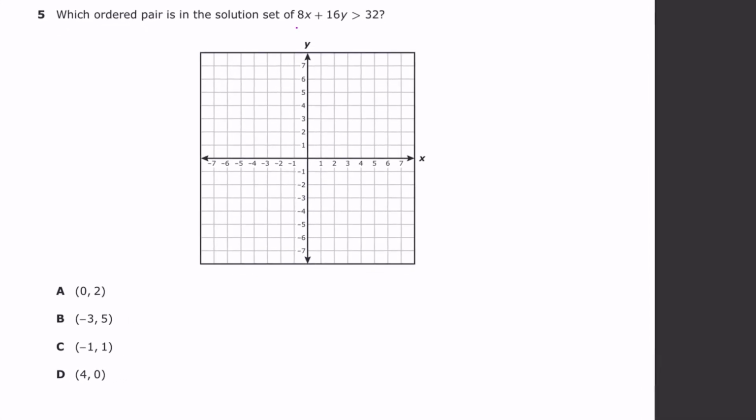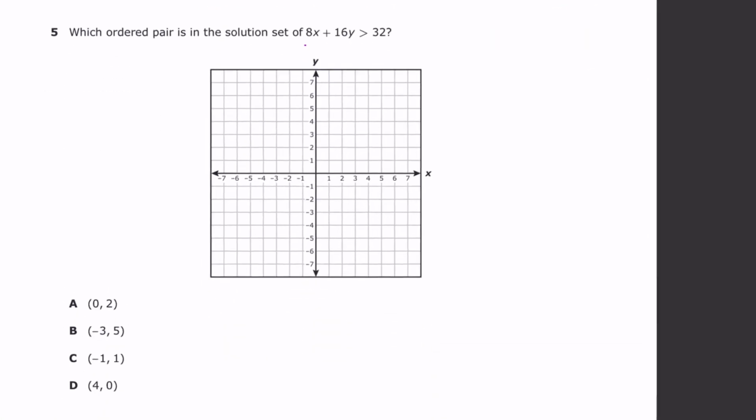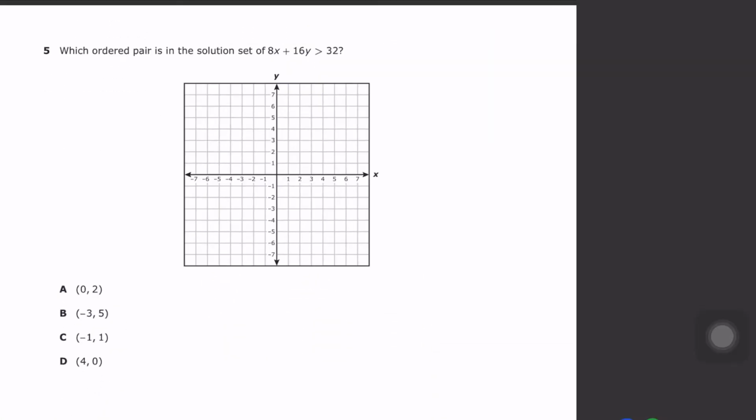Next problem, the fifth one: which pair is the solution set of 8x plus 16y greater than 32? So now what we do is we put x is equal to 0. First we'll find the x-intercept and y-intercept of this line. Because it is greater than, it does not have an equal to sign, it's only greater than. So we'll get a dotted line. So what is the x-intercept and the y-intercept, we'll see from this.